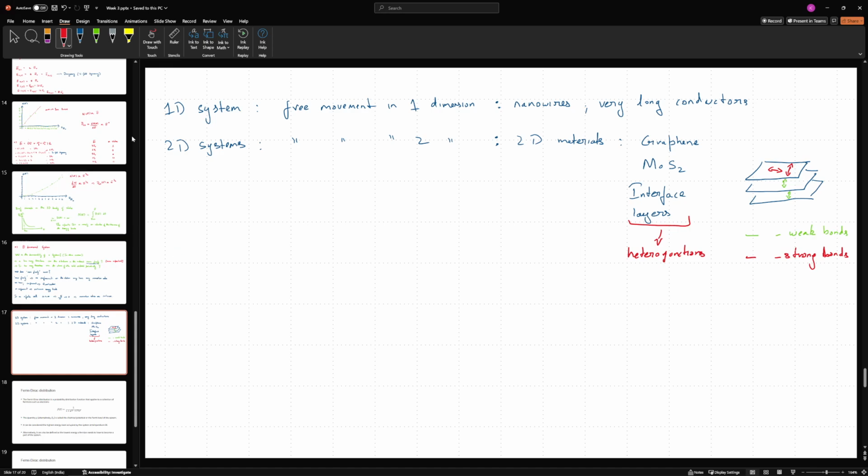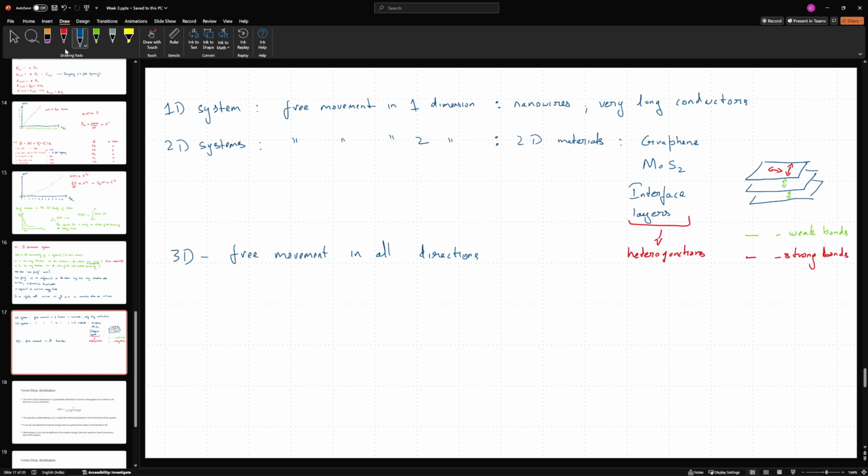And a 3D system, of course, has movement in all three spatial directions. 3D systems have free movement in all directions. And for this, we have abundant examples, so we shall not discuss too much about this.